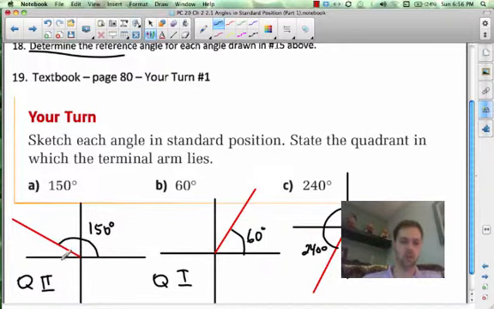So here are your answers. 150 degrees terminates in quadrant 2, 60 degrees terminates in quadrant 1, and 240 degrees, between 180 and 270, terminates in quadrant 3. So there you go.